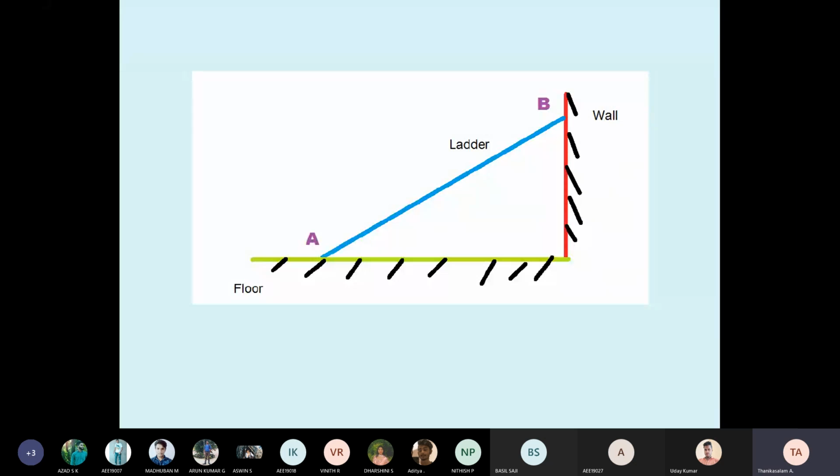Just imagine you are standing or walking on the ladder. The ladder may slip to the left side at A and downward at B, because of the vertical wall. It can fall vertically downward at B, and at A it goes to the left side. So the friction is acting. I told you, friction generally acts opposite to the motion of the body. Understand? Friction acts opposite to the motion of the body.